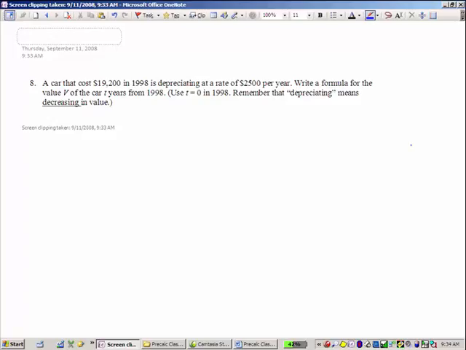All right, so we want to come up with a formula or a model that would show that every year the car decreases in value by the same amount. All right, so take like 15 seconds. Think it through. Try writing something down.